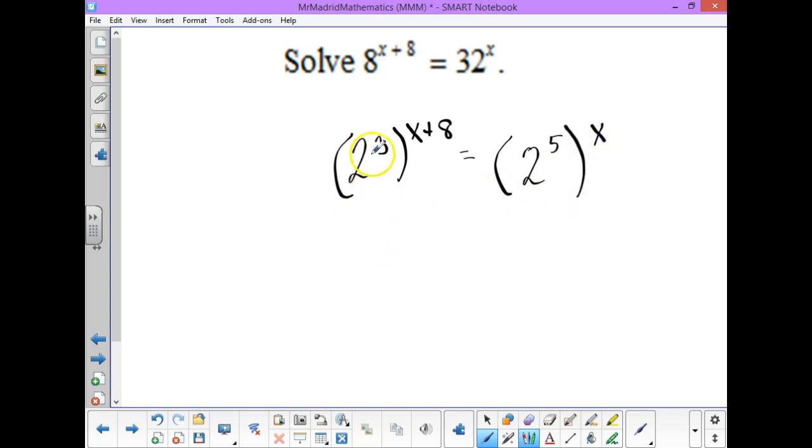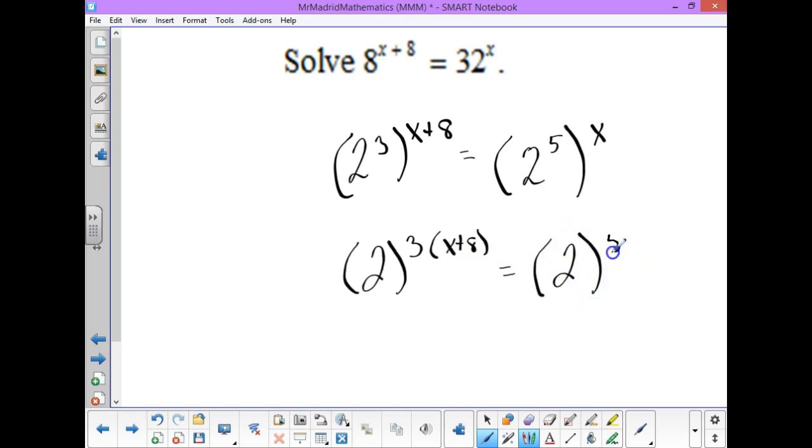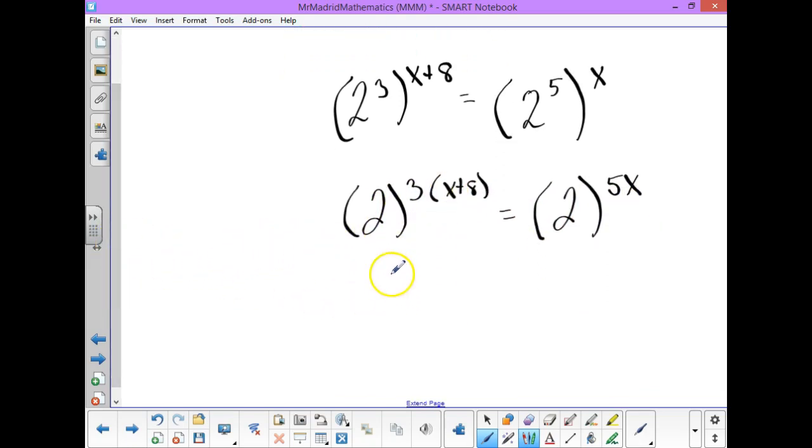Well, algebraically I know that an exponent raised to an exponent creates multiplication, so really I'm going to write it this way too. I'm going to put the 3 out here with the x plus 8, and this out here is really just the 2, okay? So the focus is that I've now got matching bases and I can perform whatever math is out here. Right?